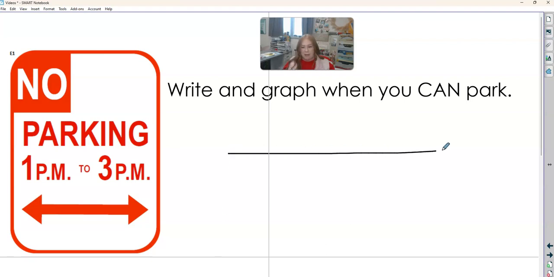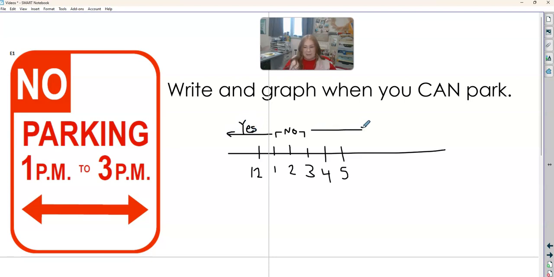So on my number line, I'm going to start at 12, go to 1, 2, 3, 4, 5, and we can keep going to fill that number line up. But I definitely need these numbers 1 and 3 on my graph. So I'm thinking no parking between 1 and 3. So between here and here is no. So I can even write, this is no, and this way is going to be yes, and this way is going to be yes.